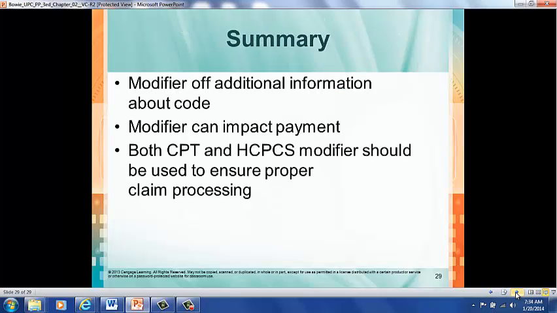So in summary, modifiers offer additional information about a code. The modifier can impact the payment, and both CPT and HCPCS modifiers should be used to ensure proper claim processing.